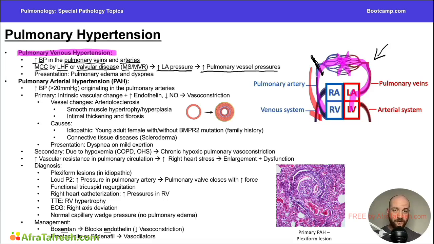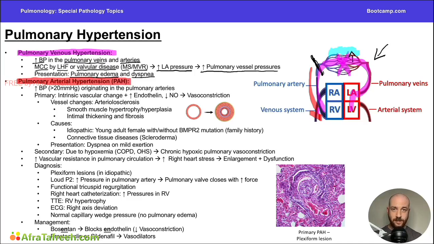And so an important feature of pulmonary venous hypertension is that the blood pressure is going to become high in the pulmonary capillaries. And as a result of high hydrostatic pressure, we're going to see fluid leaking out of the pulmonary capillaries and cause pulmonary edema. So this is kind of a hallmark feature of pulmonary venous hypertension, that we're going to see pulmonary edema, and as a result, this is going to cause dyspnea. Okay, so now let's get into pulmonary arterial hypertension.